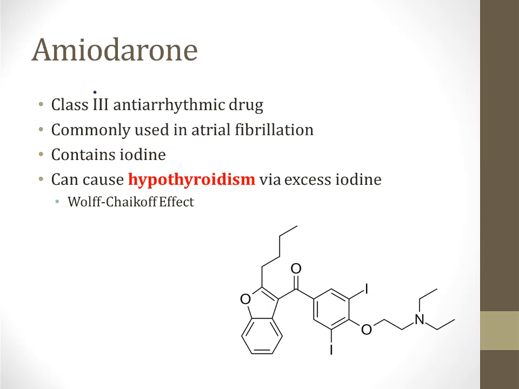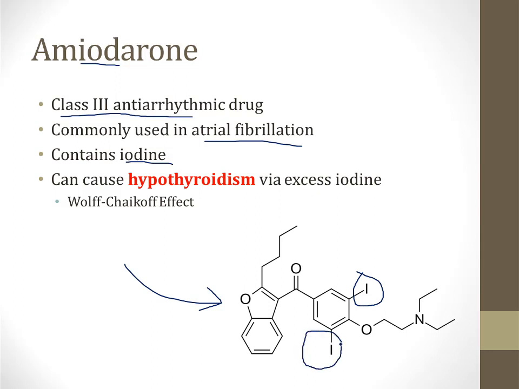Amiodarone is an antiarrhythmic drug. It's a class 3 antiarrhythmic commonly used to treat atrial fibrillation or sometimes ventricular fibrillation. But the reason I'm mentioning it here is because it contains iodine. That's why it has the letters IOD in its name. This is its structure at the bottom right side of the screen here. You can see that it contains 2 iodine atoms. And the reason I'm mentioning this in the thyroid module is because amiodarone can cause hypothyroidism, and the way it does this is via the Wolff-Chaikoff effect. All this excess iodine coming from amiodarone can inhibit the production of thyroid hormone and lead to hypothyroidism.